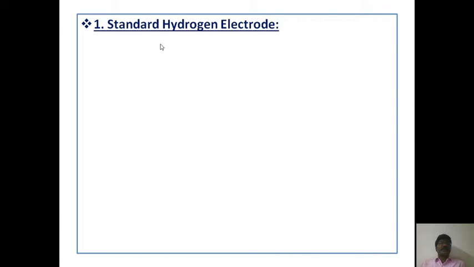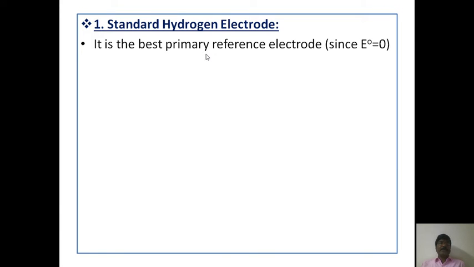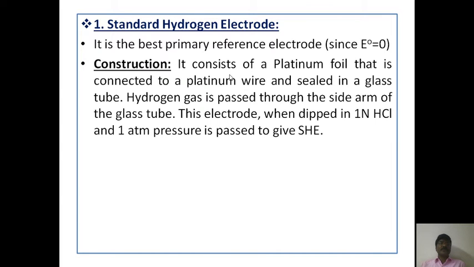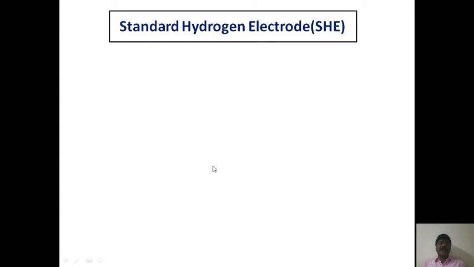Now see the first one, the standard hydrogen electrode. It is the best primary reference electrode since its electrode potential is 0. Next, the construction of the standard hydrogen electrode. It consists of a platinum foil connected to a platinum wire and sealed in a glass tube. Hydrogen gas is passed through the side arm of the glass tube. This electrode, when dipped in 1 normal HCl and hydrogen gas is passed at 1 atmosphere pressure, gives the standard hydrogen electrode.